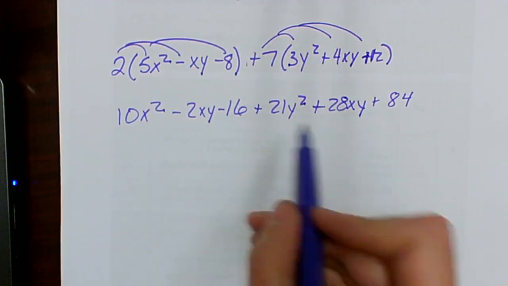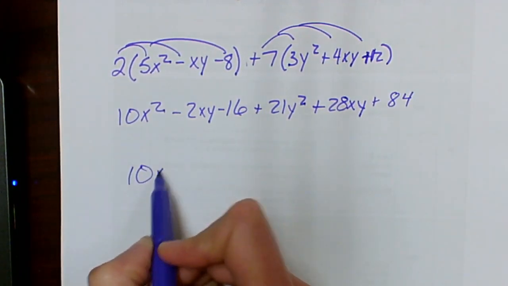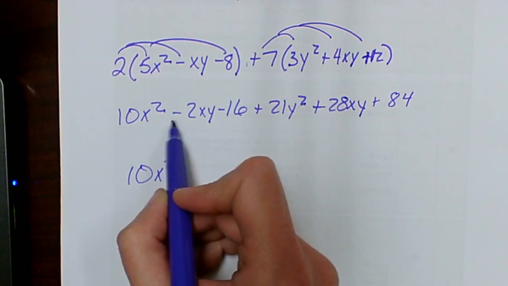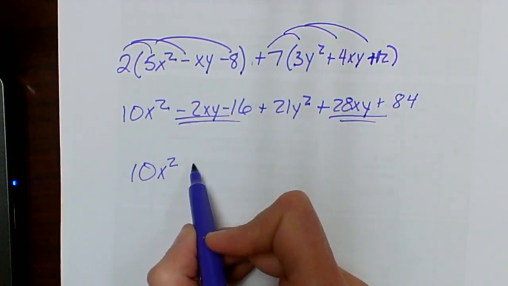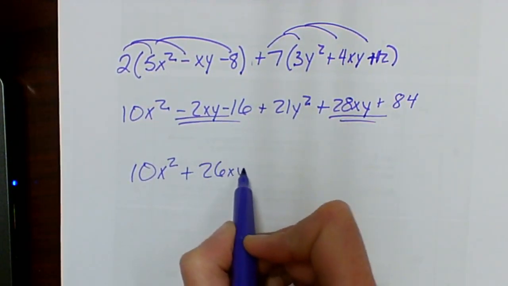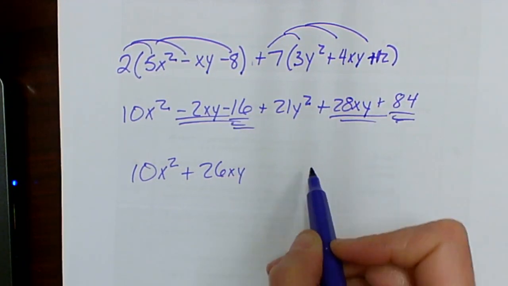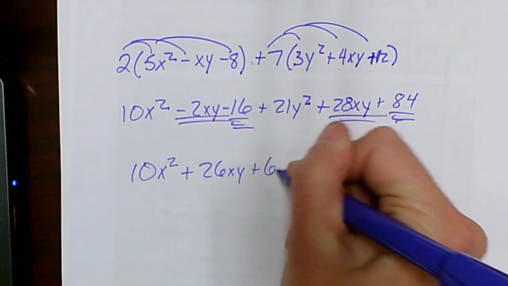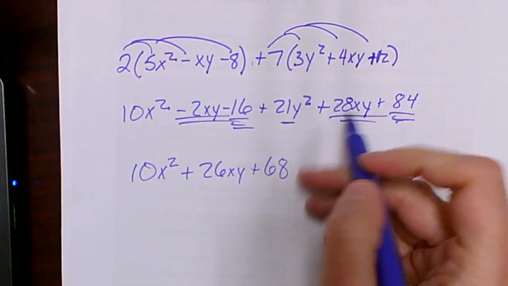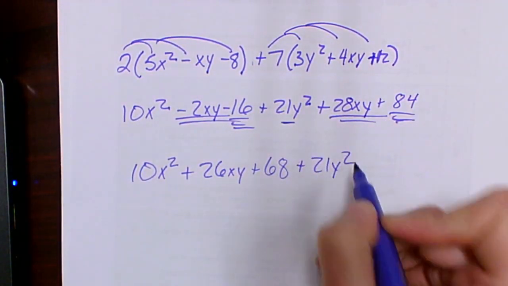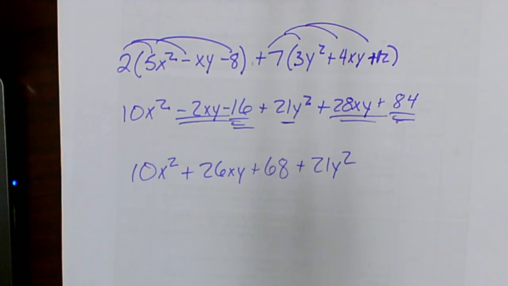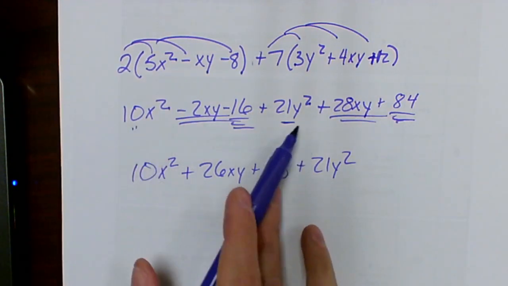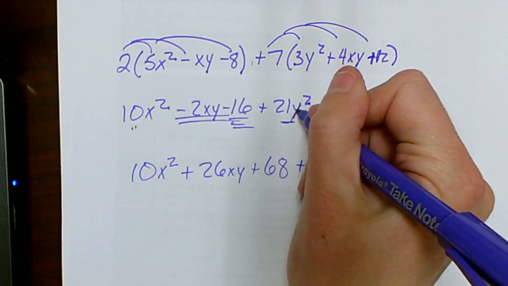And then we add like terms. Well, let's see here. We don't have an x squared. These two match up, so that's going to be a 26xy. These two match up, so 84 plus negative 16, or minus 16, that's going to give us a 68. And then this one here, we can just bring down because he had nobody to add. We cannot add x squared and y squared together. It just will not work.